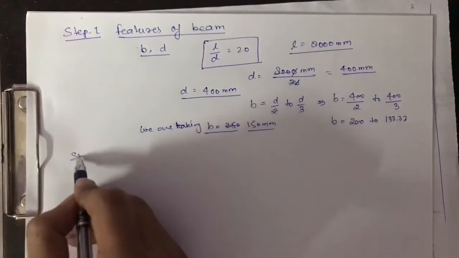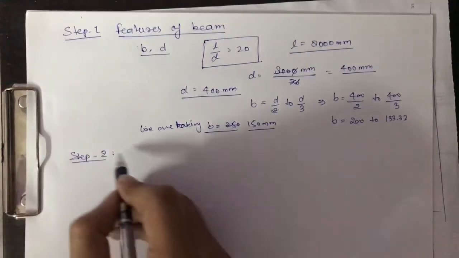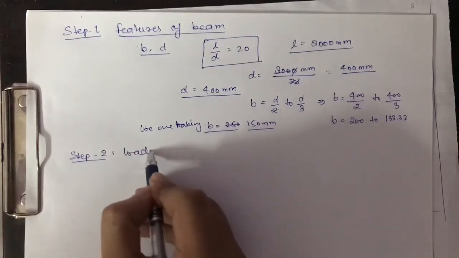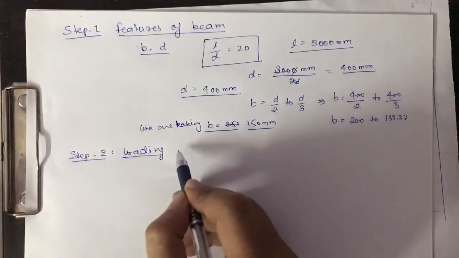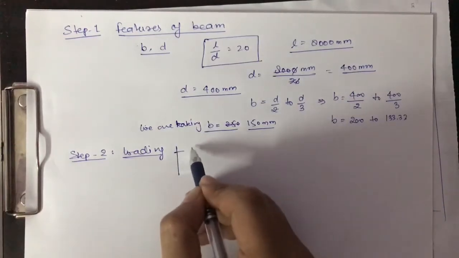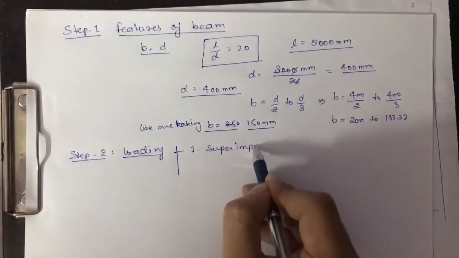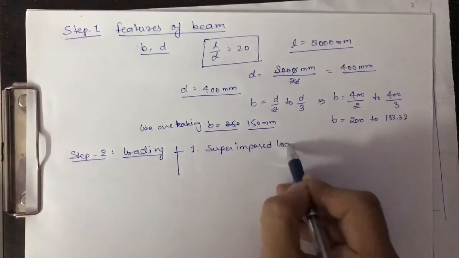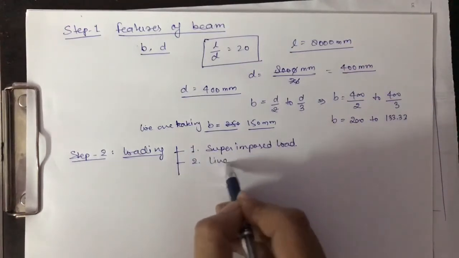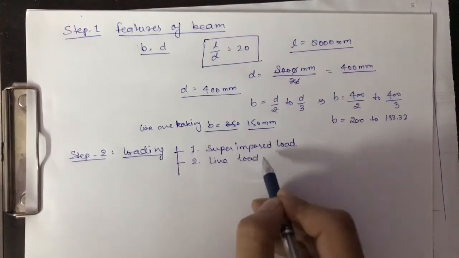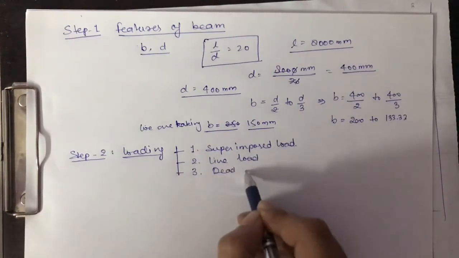Now going to step number 2, which is loading. Guys, usually loading is of 3 kinds. One is superimposed load, second one is live load, and third one is dead load.